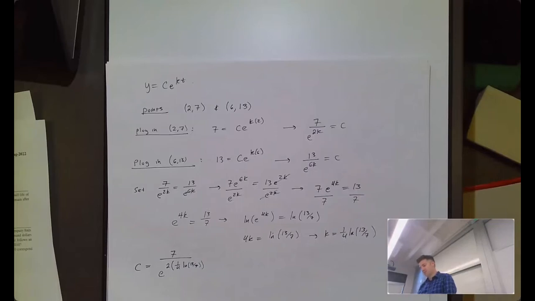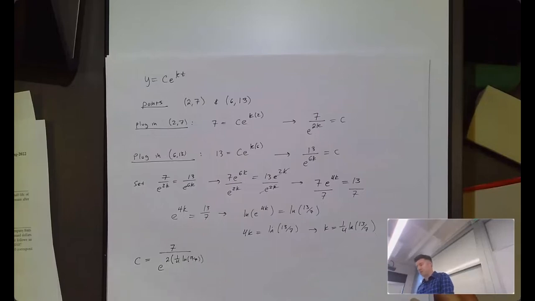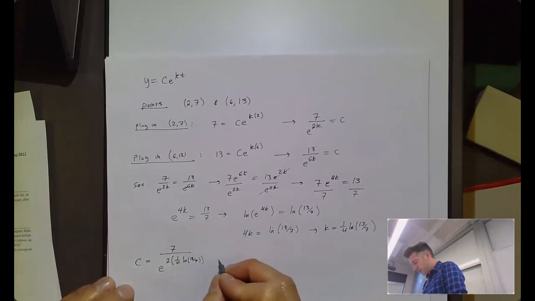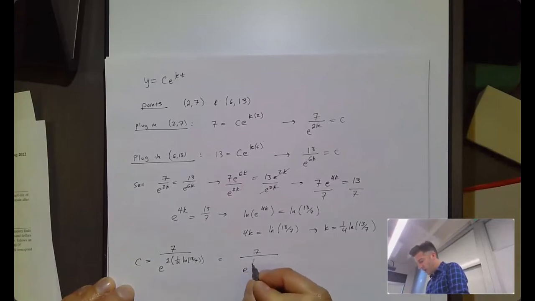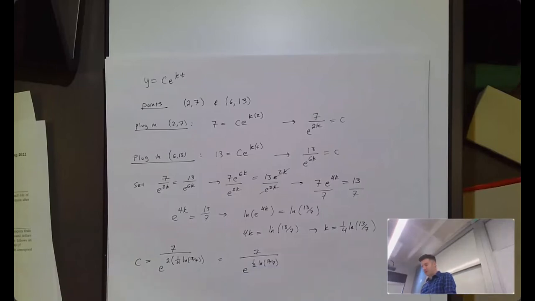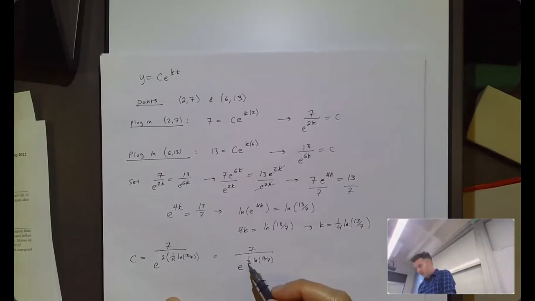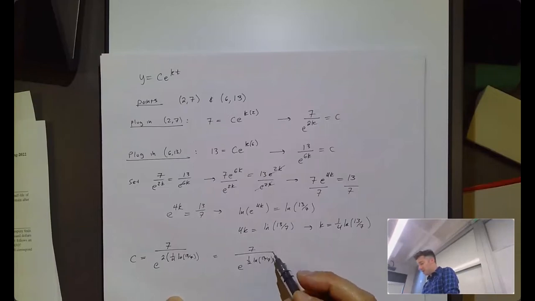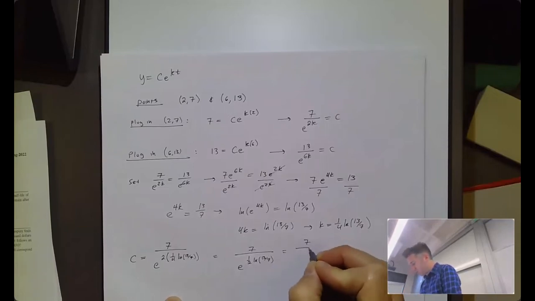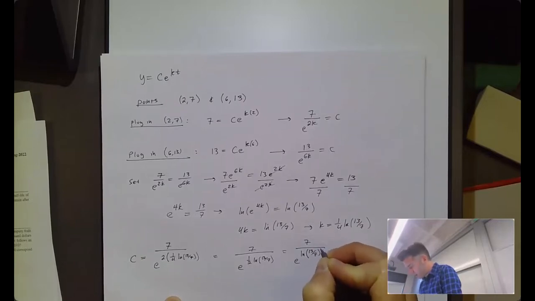I kind of want to simplify this just to show you how this simplifies, because there is some simplification that can be done here. It's not particularly nice, but it is a little bit nicer. So let me show you what I mean. This is going to be 7 over e to the 2 times 1/4 is 1/2 natural log of 13/7. And then, here's where things get a little spicy. 1/2 times natural log of 13/7, that 1/2 can come up as the power of 13/7. So I can rewrite that as 7 over e to the natural log of 13/7 to the 1/2 power.